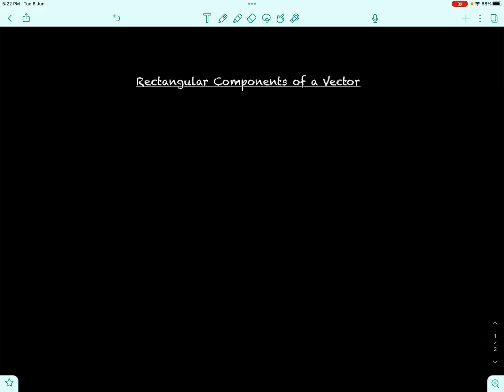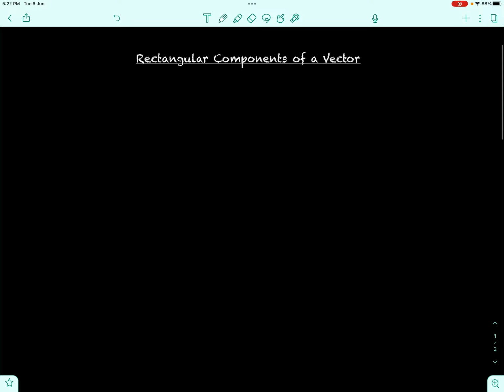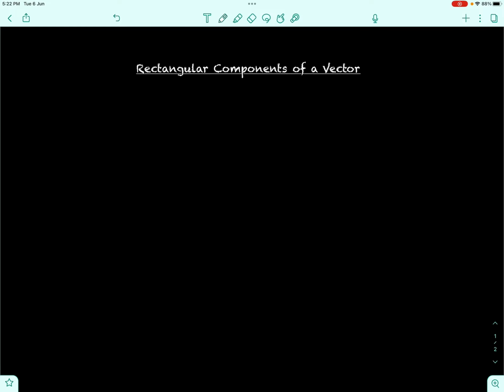Now we shall learn about rectangular components of a vector. Finding components of a vector is an important tool in simplifying a vector and being able to study it in a more simple way, and it has a lot of applications in physics, class 11 physics especially. So, let us understand what components of a vector means and then what are rectangular components.